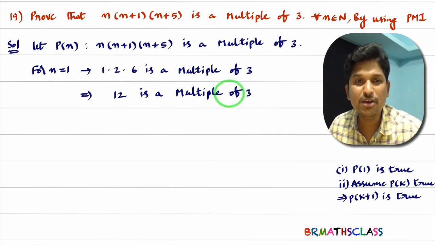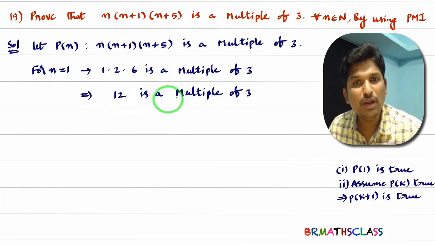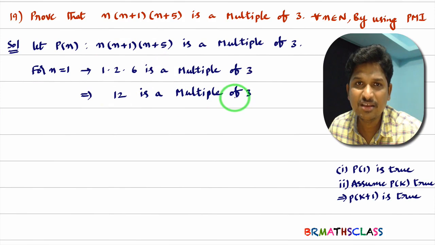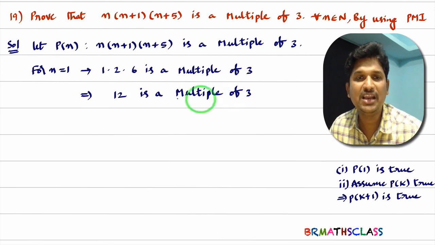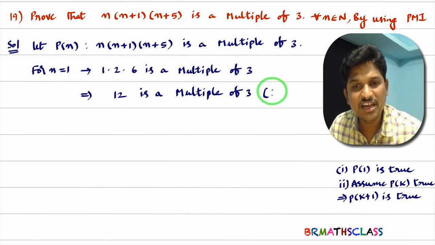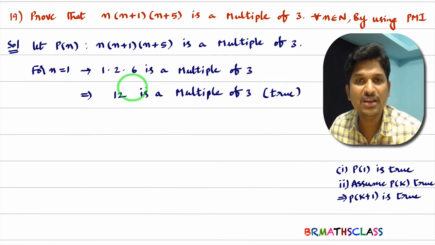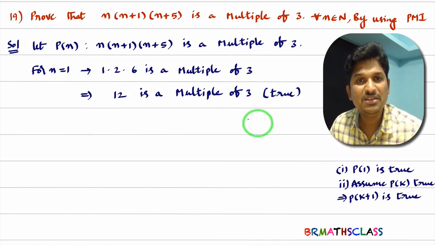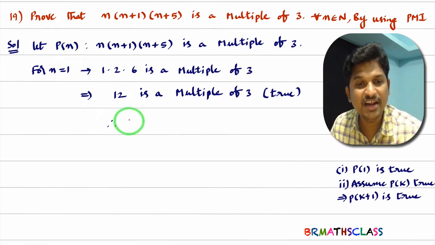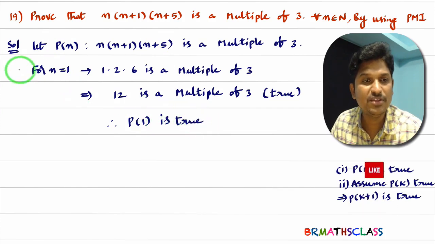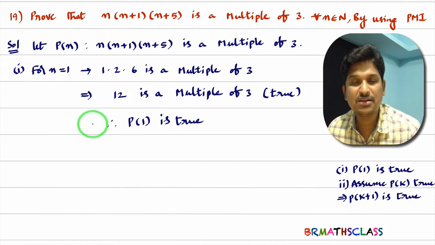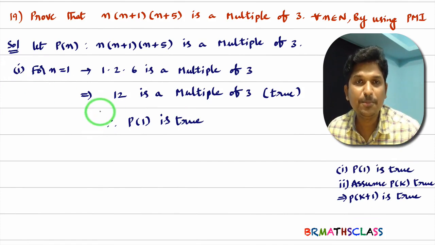We got this because in place of n I wrote 1. 12 is a multiple of 3. Is it correct? Of course, 12 can be written as 3 into 4. Clearly, 12 is a multiple of 3. This statement is true, that means it is true for n equal to 1. So I can write that p of 1 is true. We proved the first part of this question. What is the second part? Second part, you assume p of k is true.